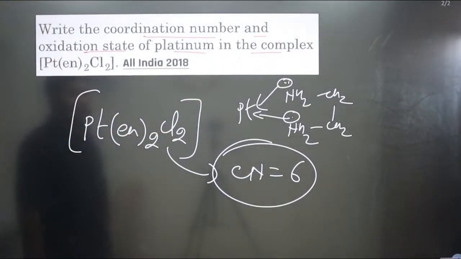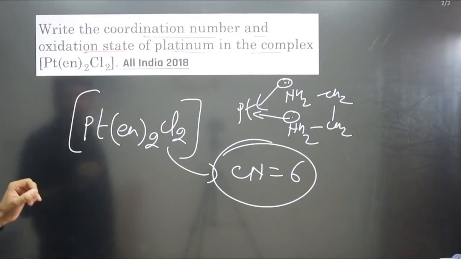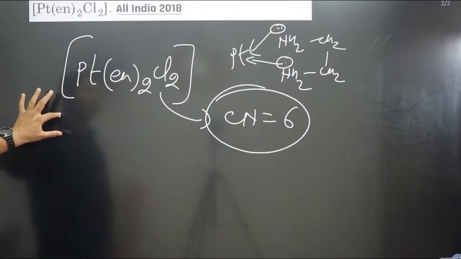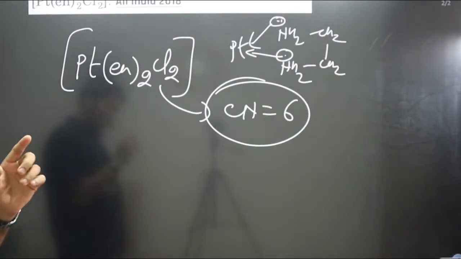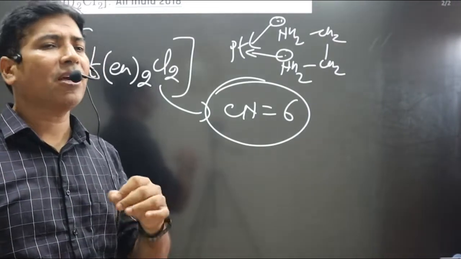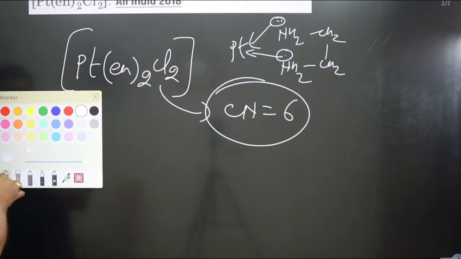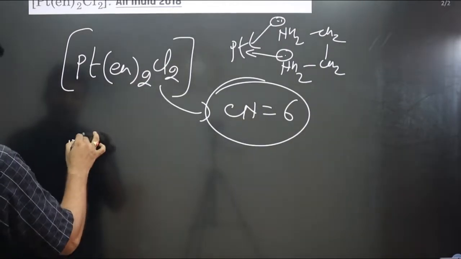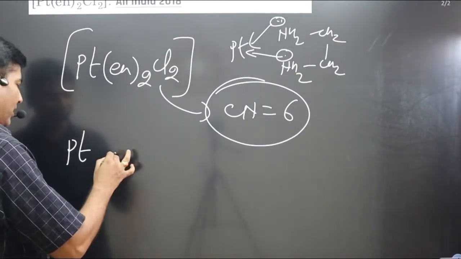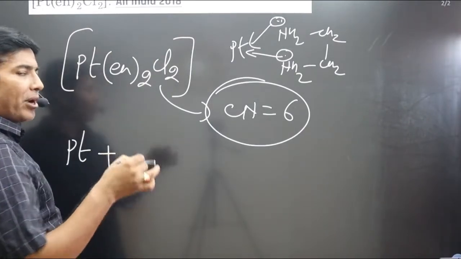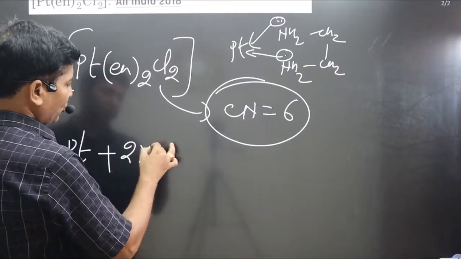Okay, now we calculate the oxidation number. When we calculate the oxidation number of the central metal atom, you should be aware of whether we have negative ligands or neutral ligands. In case of neutral ligands, the overall charge will be 0. So we have a common rule we can use. We have platinum, which we will learn in the oxidation rule. Platinum plus ethylene diamine, which is a neutral ligand and does not carry any charge, 2 multiplied by 0 charge.